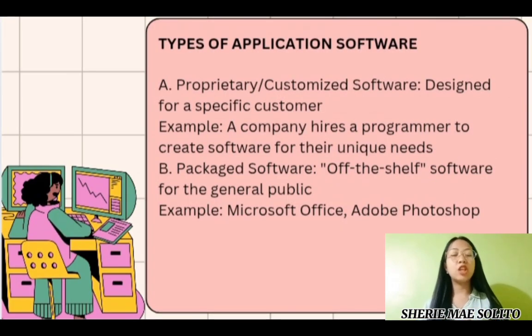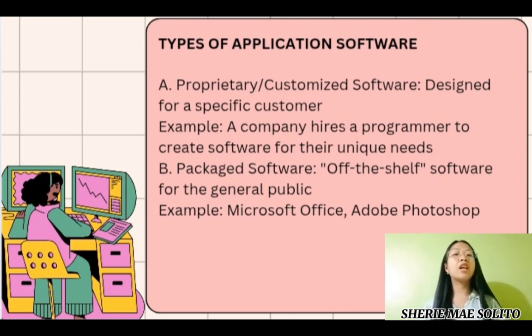Types of application software. A is proprietary application software or customized software. It is software designed for a particular customer. In this case, we need to hire a computer programmer or a software creator to develop software for a customer. Example: a company hires a programmer to create software for their unique needs.